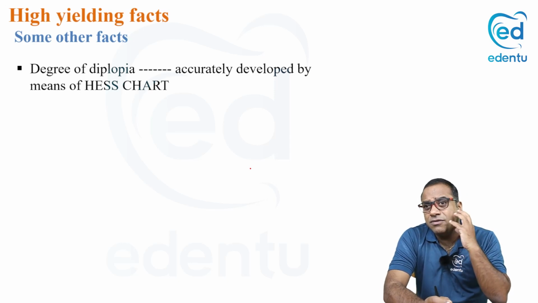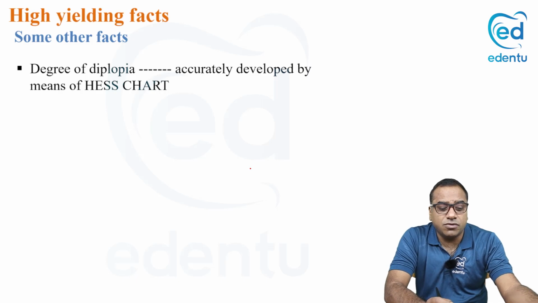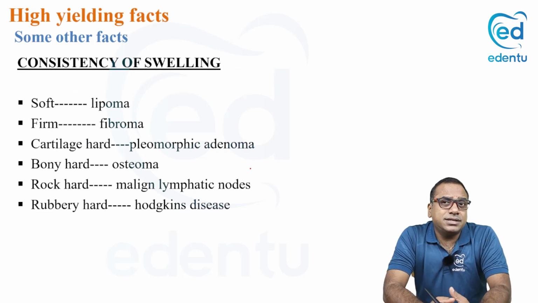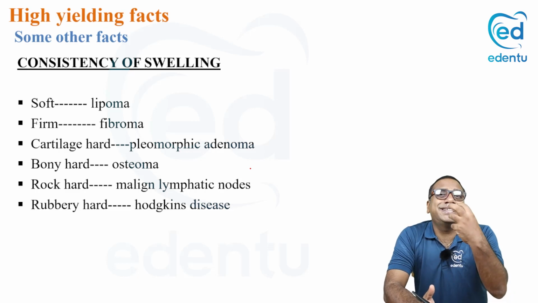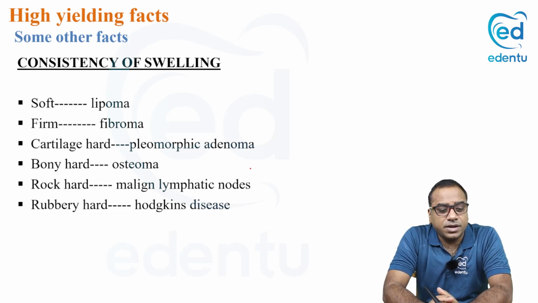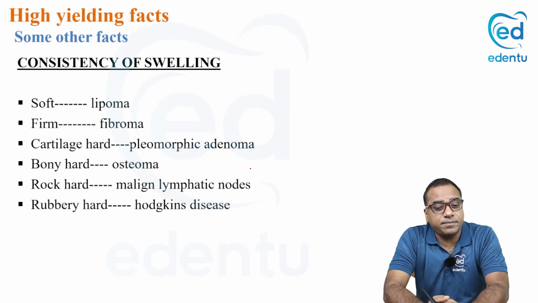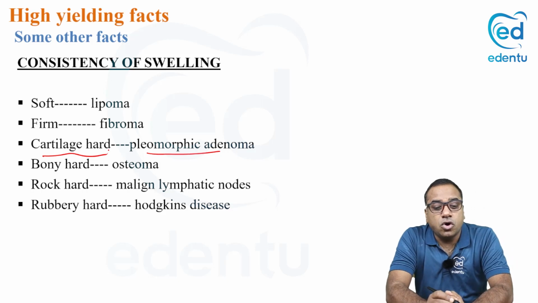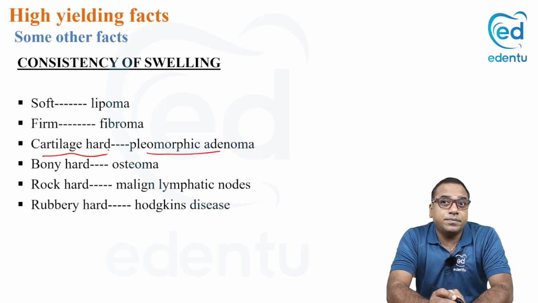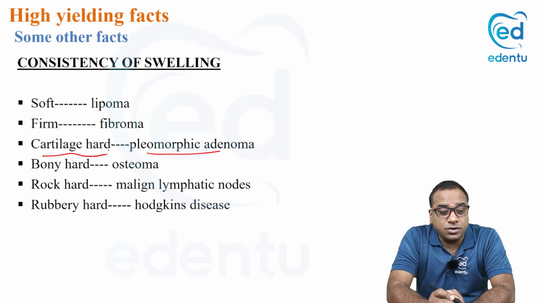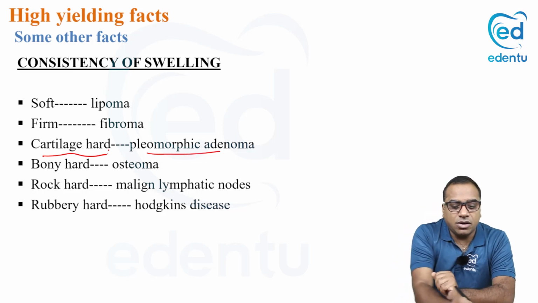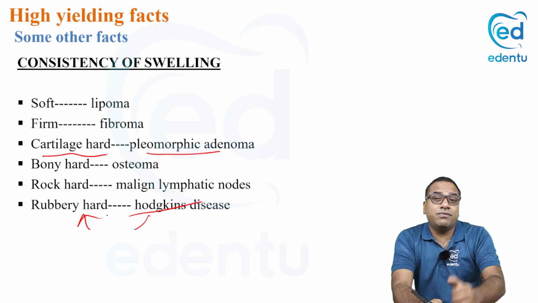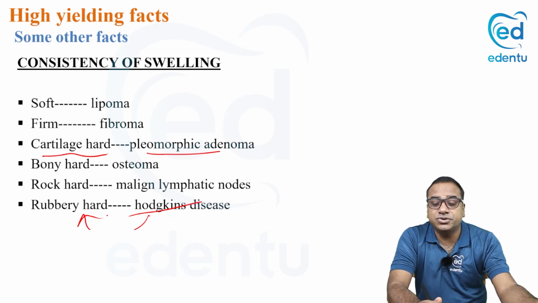Now coming to swelling, when you see a big mass or a swelling, the soft swelling is lipoma. Lipoma is soft in nature. Fibroma is firm in nature. Pleomorphic adenoma is cartilaginous hard. Osteoma is bony hard. Malignant lymph nodes are rocky hard. And Hodgkin's disease is rubbery hard. So the consistency of swelling is very, very, very important. You should know this.